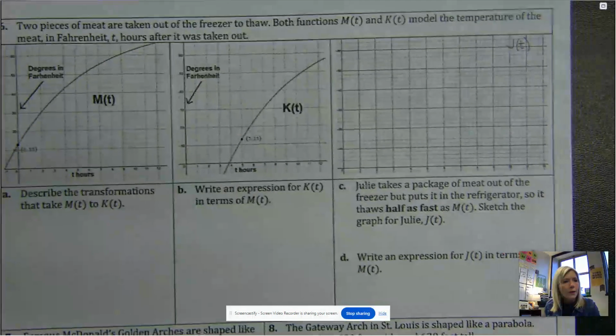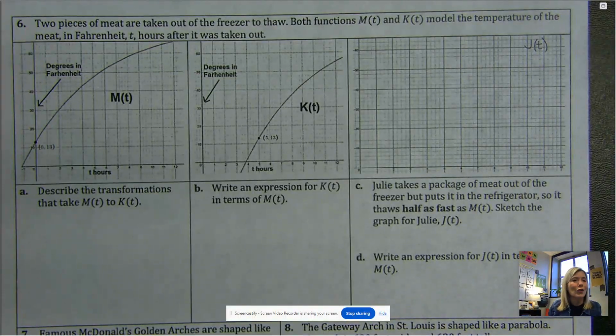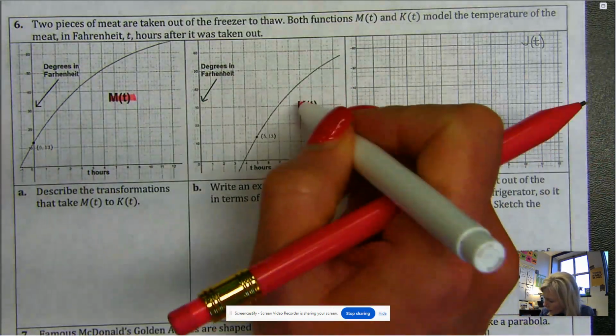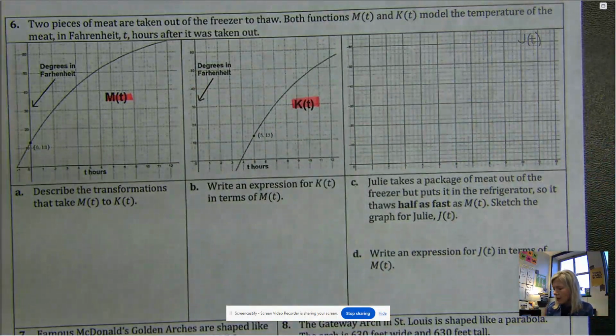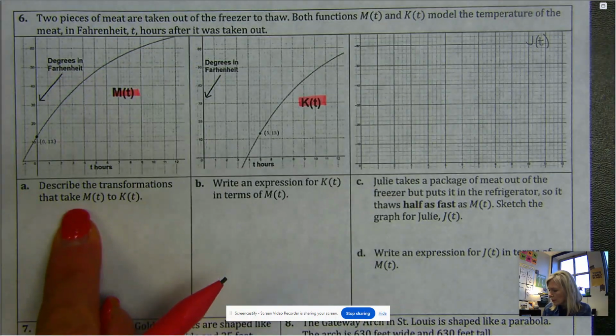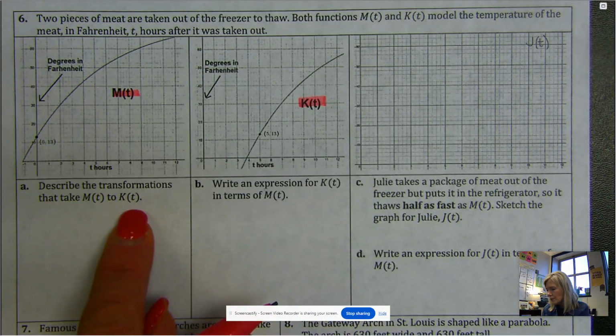Okay, so we're going to talk about some meat that was taken out of the freezer to thaw. So 2 pieces of meat, both M of T and K of T modeled the temperature of the meat in Fahrenheit, T hours after it was taken out. So we've got M of T here and K of T here. It looks like they weren't taken out of the freezer at the same time. So if we just go through these here, describe the transformations that take M of T to K of T.